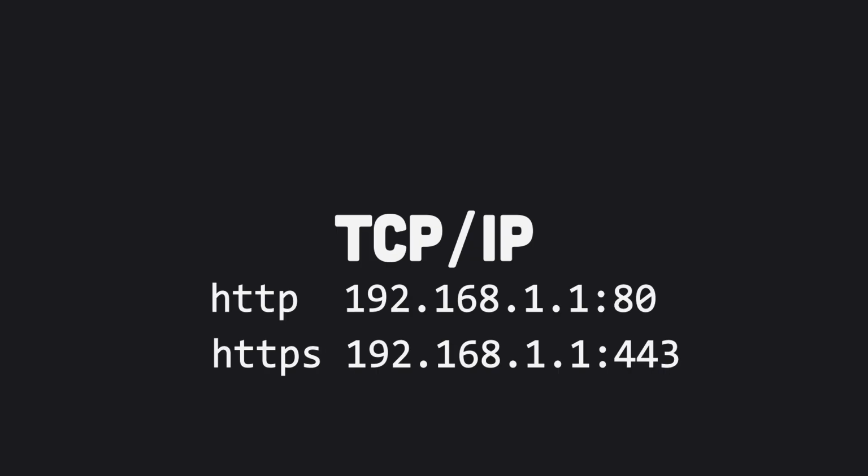TCP, or Transmission Control Protocol, makes sure the data actually gets delivered by breaking it into packets, checking for errors, and resending anything that is missing. Together, TCP and IP ensure that not only do we know where to send information, but also that it arrives safely and in the right order. When we combine an IP address with a port number, such as port 80 for HTTP or port 443 for HTTPS, we can target a specific service on that device, just like dialing an extension number at an office.